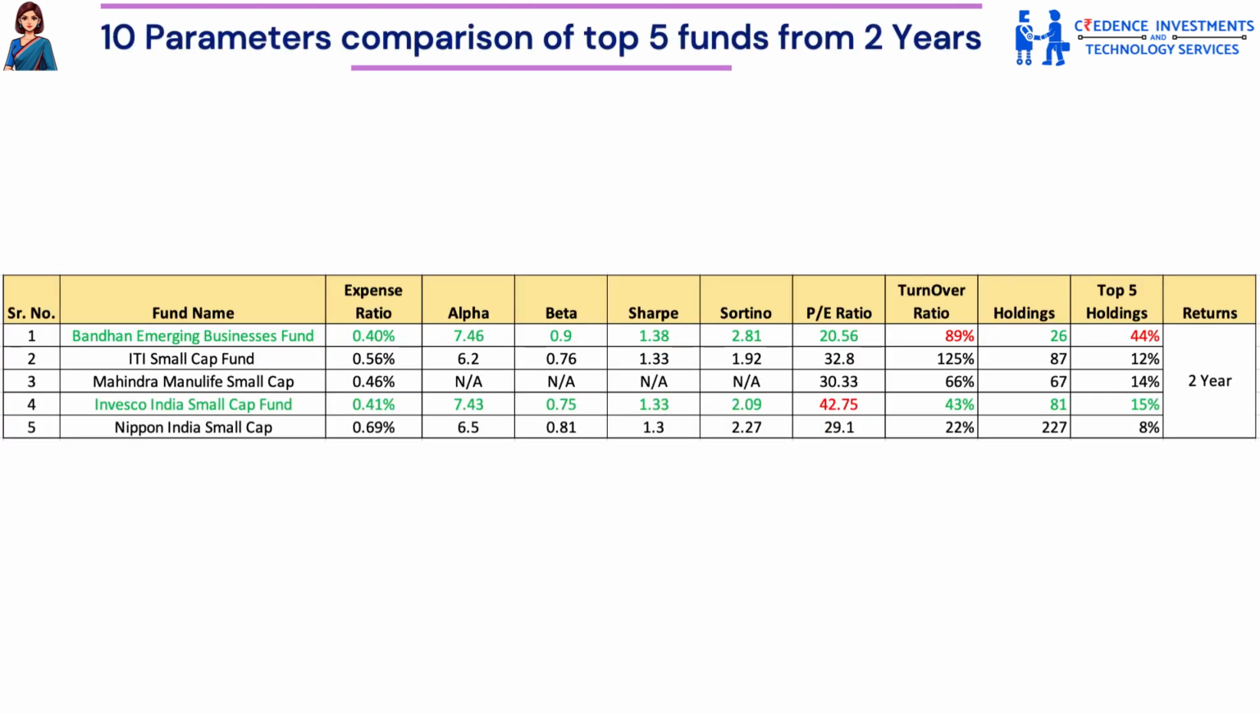Now let's review the 10 quantitative parameters for the top 5 of these 20 funds from the last 2 years. Bandhan Emerging Businesses Fund stands out, with the best risk-adjusted returns but higher concentration risk. Invesco India Small Cap Fund is another strong performer, though with a higher valuation. ITI and Nippon India Small Cap Funds are relatively safer bets due to diversification.